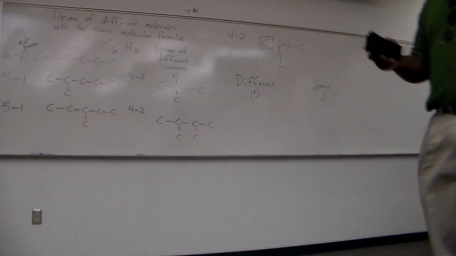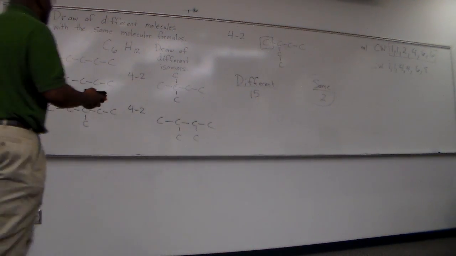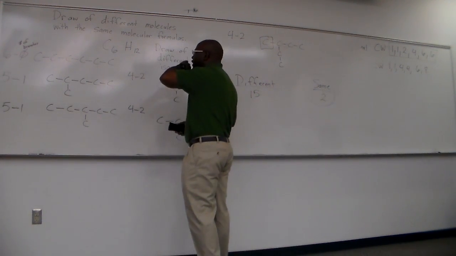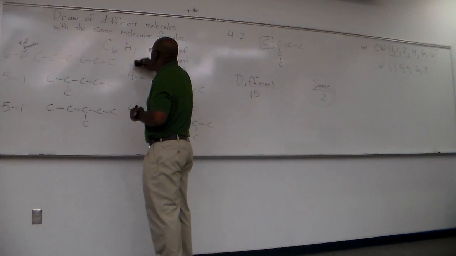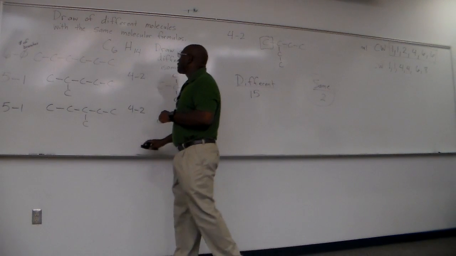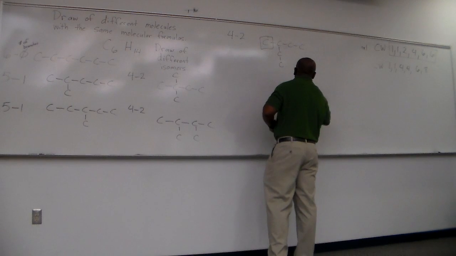Although they are different molecules, they are isomers. They have the same molecular formula: the same number of carbon atoms, the same number of hydrogen atoms, and in fact the same number of bonds in the molecule. If you put the hydrogen atoms in the molecule, we have 6 carbons, so it should be 14 hydrogens. That'd be C6H14. All of them should have 14 hydrogens.